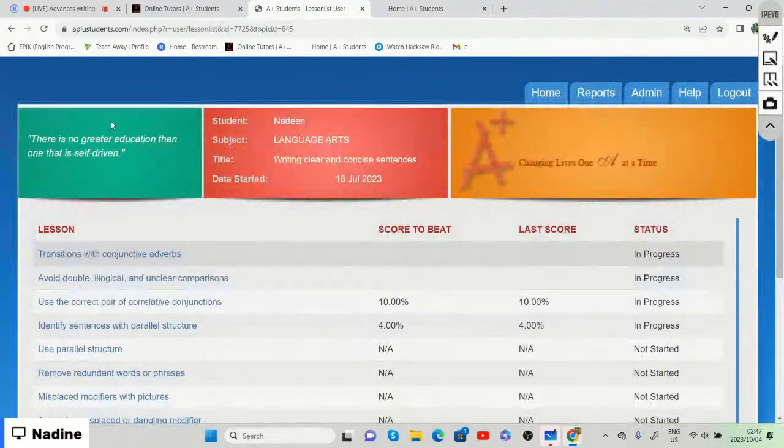So that is basically it on using the correct pair of correlative conjunctions. We said using the correlative conjunctions, we have words that are paired up, like for example, both and, right? And those are conjunctions that join either nouns or noun phrases or even verb phrases. And then we had to identify the sentences with the parallel structure.